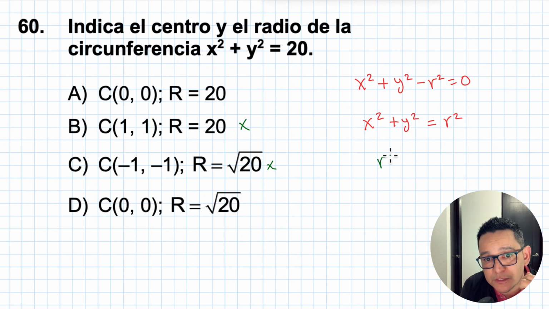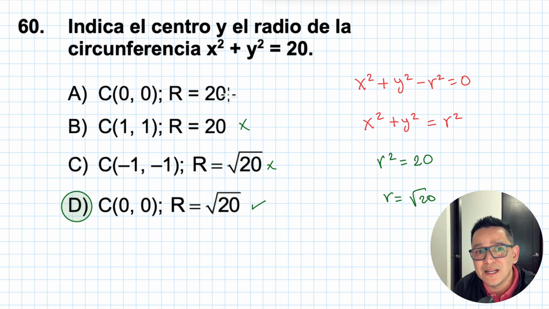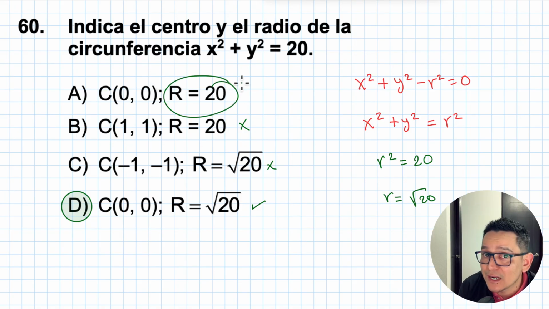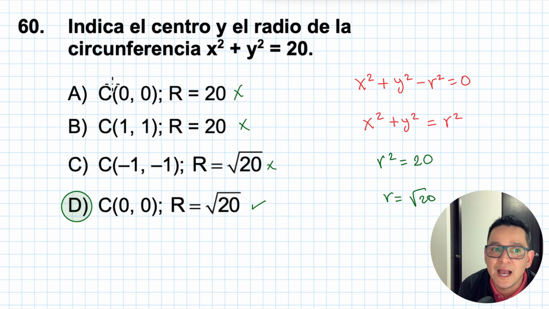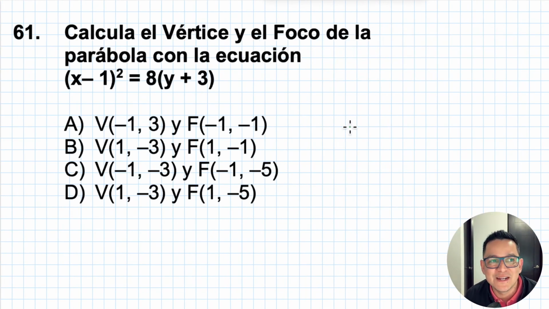Let me write it down then. So r squared equals 20, right? What does this mean? Well, what would the radius be? It would be the square root of 20, right? If the radius squared is 20, then the radius is the square root of 20. So the solution would have to be this one over here. So we circle option D. Done. Why isn't it option A? Because what equals 20 is r squared, not r. So this one isn't correct. Even though its center is correct, the radius isn't correct. The radius is the square root of 20. All right, let's move on to exercise number 61.